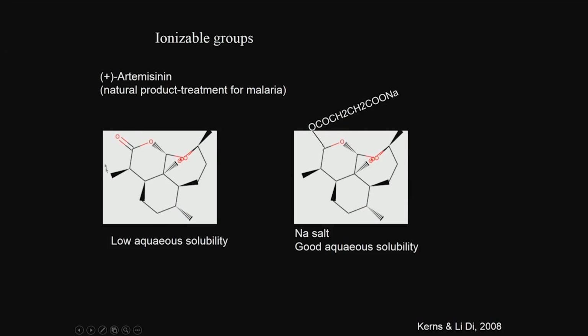Ionizable group. This is called Artemisinin. This is a natural product, a treatment for malaria. It has a very poor aqueous solubility. You can see a lot of hydrophobic groups, CH3, CH2, CH2, CH2. It has some oxygen, but predominantly a lot of hydrophobic groups. So what they do is add a sodium salt here, and the solubility improves. It has good aqueous solubility because of the sodium salt. This happens in Taxol as well. Taxol is an anti-cancer drug with extremely poor solubility and bioavailability. When you make a salt form, the solubility increases almost double.